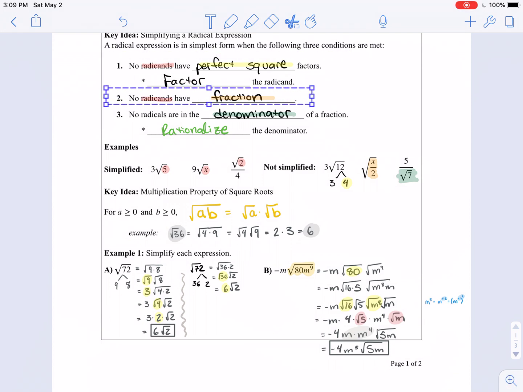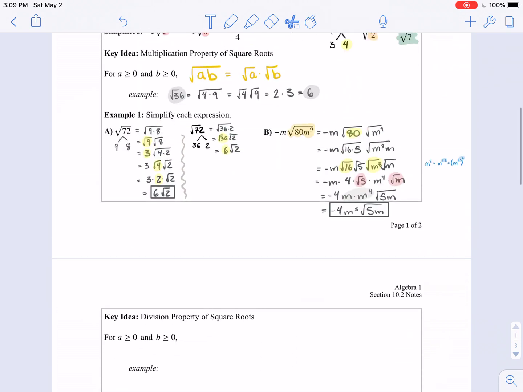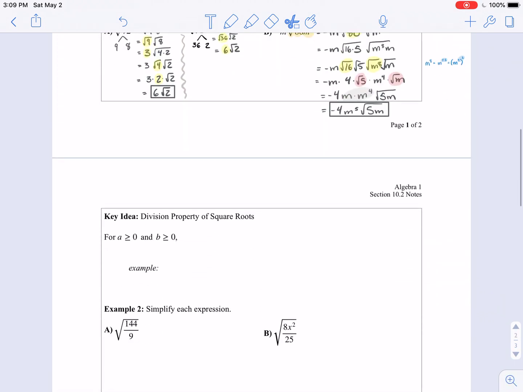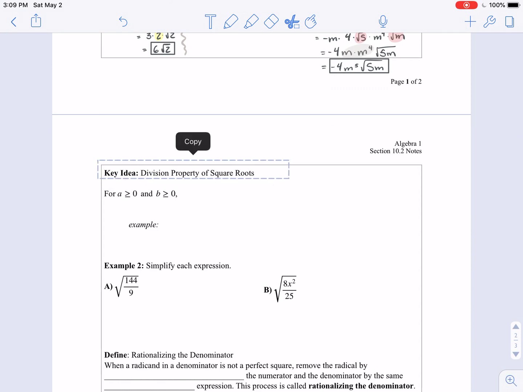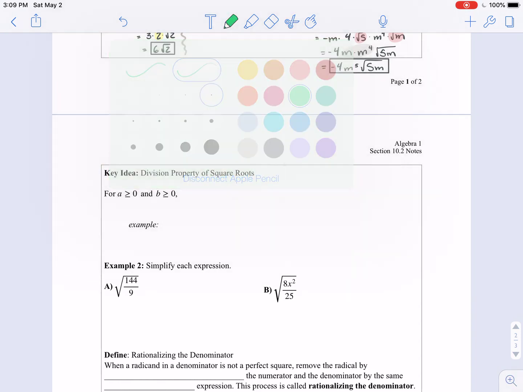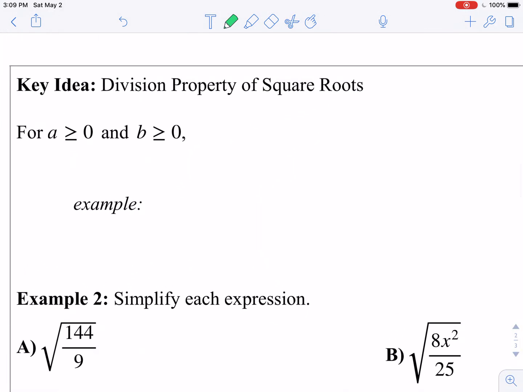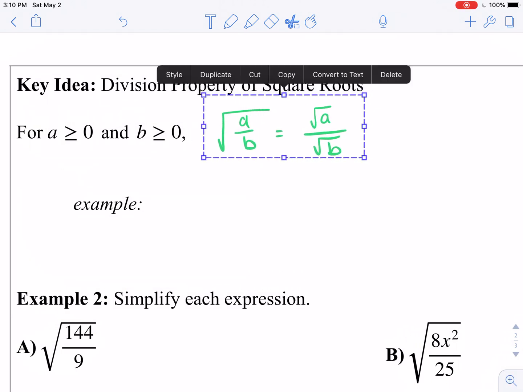Now let's see what happens when we have fractions. When we have fractions, we're going to call on not only the multiplication property of square roots, but also the division property of square roots. And the division property of square roots says that if you have two positive numbers, a and b, then the square root of a over b is equal to the square root of a all over the square root of b. Let's explore this with some real numbers.